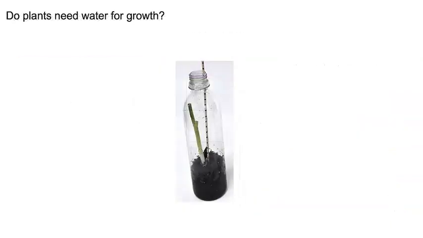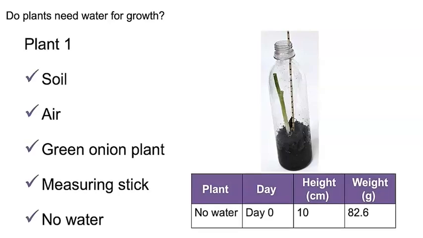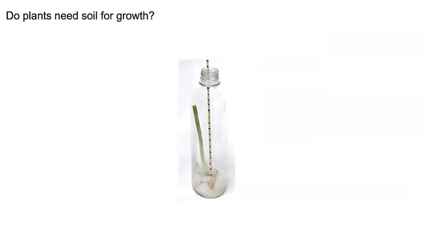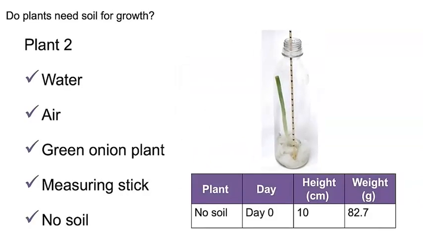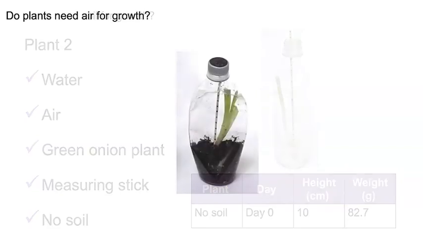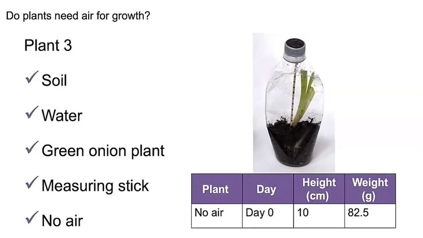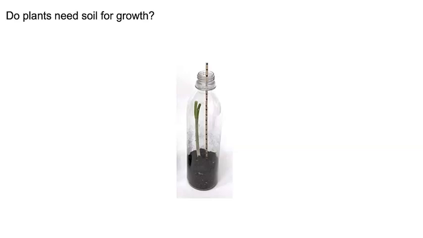So let's get started. We will add soil and a green onion plant to the first water bottle. We will keep this water bottle open so that the plant also receives air. We will use a measuring stick to track the growth of each plant. We will add water and a green onion plant to our second water bottle and keep it open for air as well. We will add soil, water, and a green onion plant to our third water bottle. But this time, we will squeeze all the air out and cap the bottle. Finally, we will set up our control.